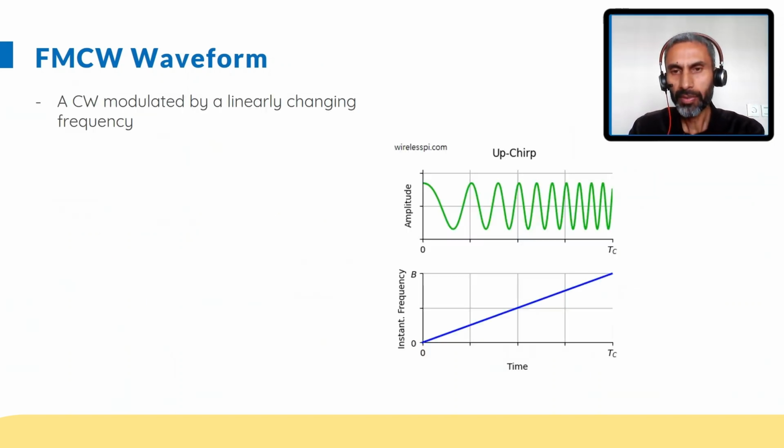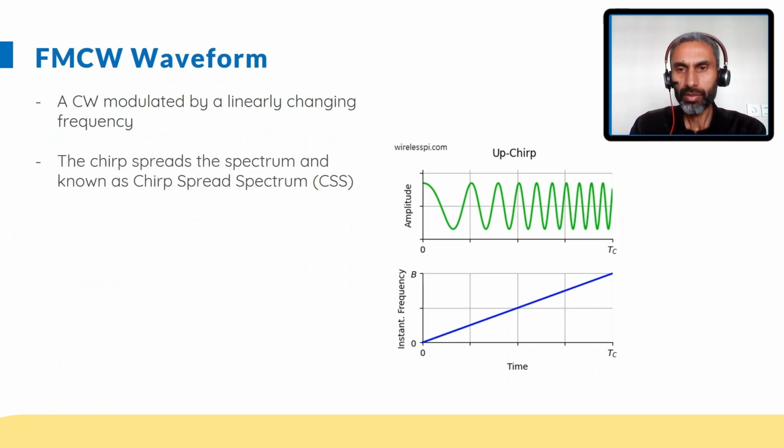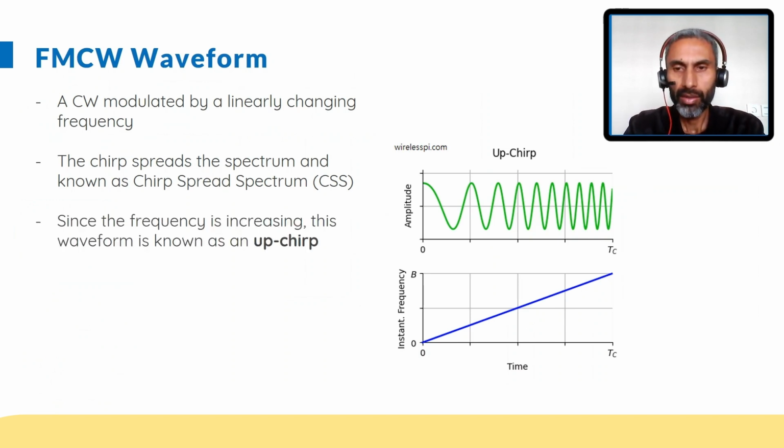The chirp is nothing but a linearly changing continuous wave. This spreads the spectrum. Why? Because now if you look at the figure, it has both low frequencies and high frequencies. Although they are existing at different times, still the signal contains both low and high frequency, and this is known as chirp spread spectrum. This is an example of an upchirp, which means that the frequency is increasing with time.